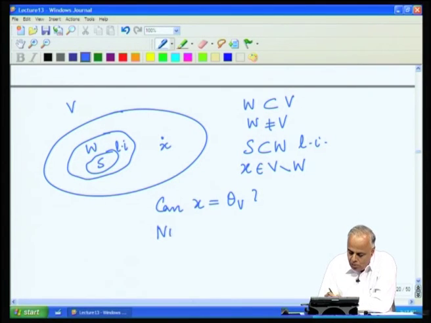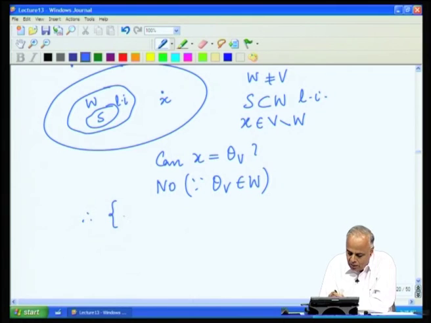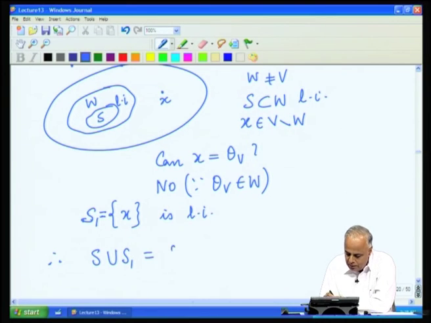The answer is no, because every subspace must contain the 0 vector, and so the 0 vector must be sitting inside this W. Because W is a subspace, it must contain the 0 vector. So, x cannot be the 0 vector, and therefore, the set S1 consisting of only that vector is linearly independent. Now, we have a linearly independent set outside W and a linearly independent set inside W. Therefore, by the previous analysis, S union S1, that is S union {x}, is linearly independent.